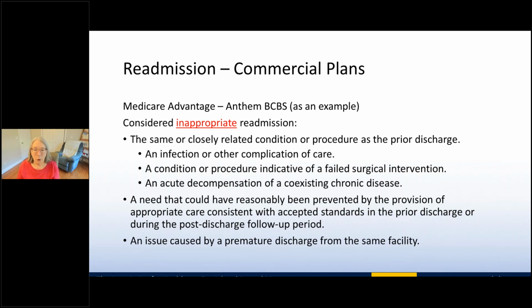And then the other inappropriate readmission is an issue caused by premature discharge from the same facility. That really rolls back to that acute decompensation of a chronic disease. So were all of their comorbidities stable? Was their presenting problem resolved or managed to a point where they can be safely discharged home? Those are the things we want to look at when we're thinking about whether the denial for the readmission was appropriate or not appropriate.